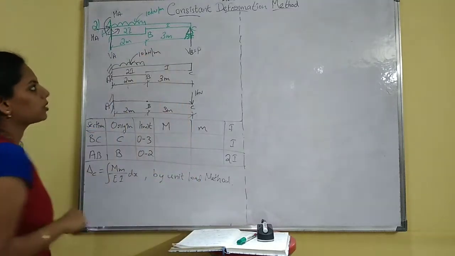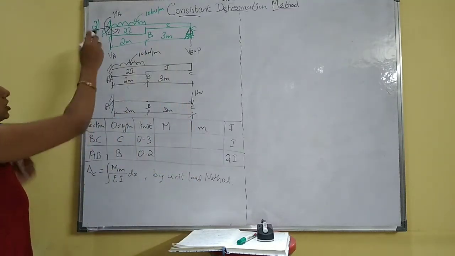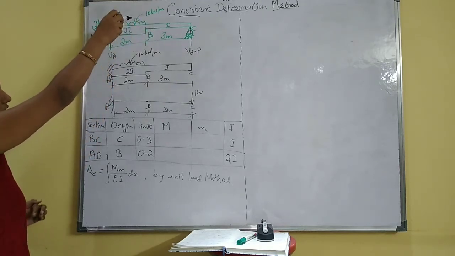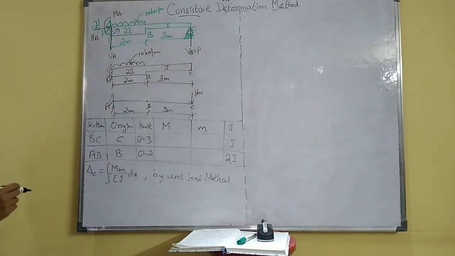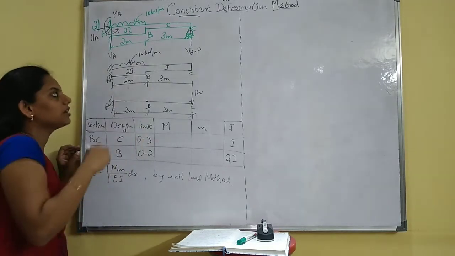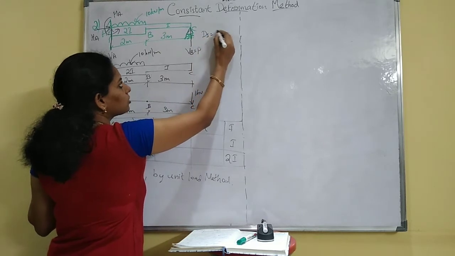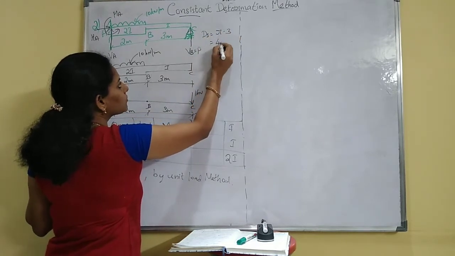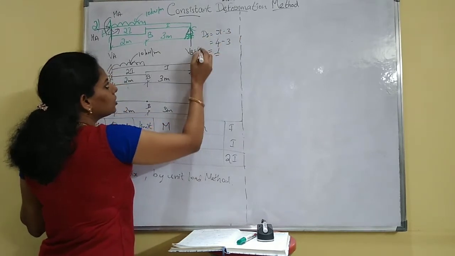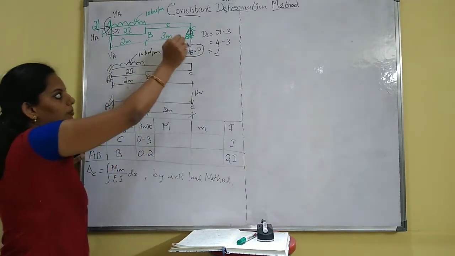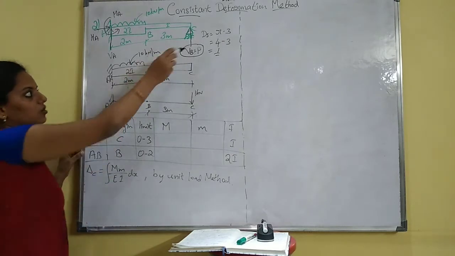Okay, we'll see the next problem on the constant deformation method. So this is the second problem. Here varying moment of inertia is there and a 10 kilonewton per meter UDL is given. Similarly, first find the static indeterminacy, that is DS = R - 3. Here again it is 4 - 3 = 1. So apply the redundant force at any point A or C. I have applied it at point C, that is equal to P.